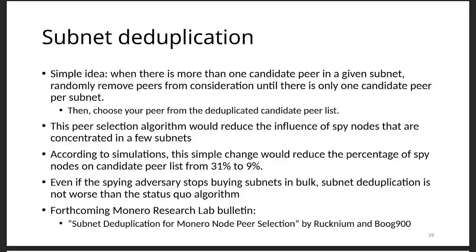According to simulations, this simple change would reduce the percentage of spy nodes on candidate peer lists from 31% to 9%. Even if the spying adversary stops buying subnets in bulk, subnet deduplication is not worse than the status quo algorithm. This analysis and more is contained in a draft Monero Research Lab bulletin by Rucknium and Boog900 titled Subnet Deduplication for Monero Node Peer Selection.